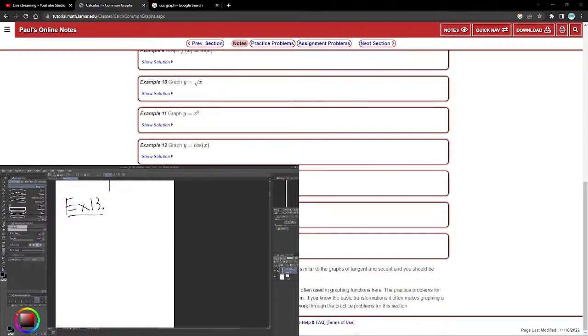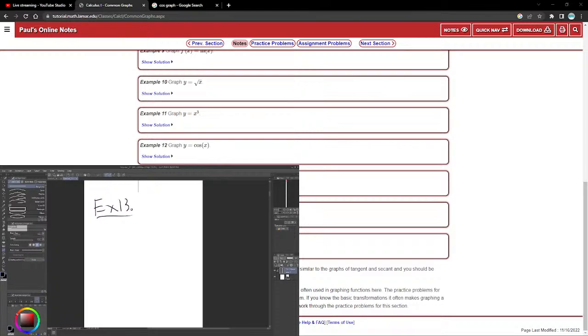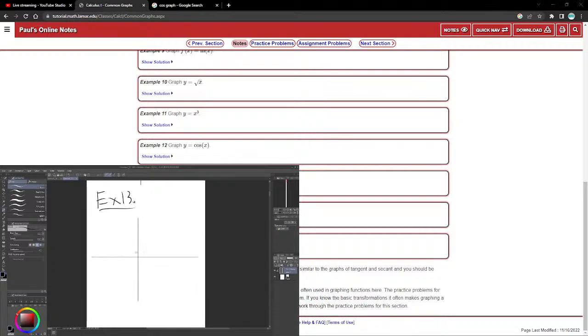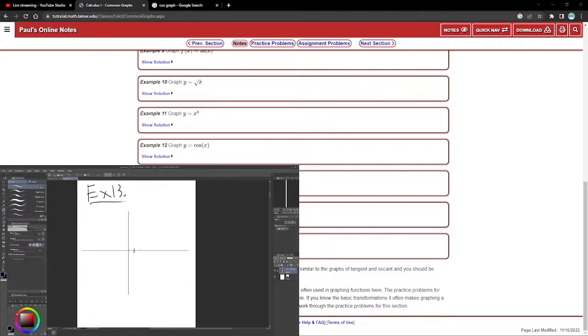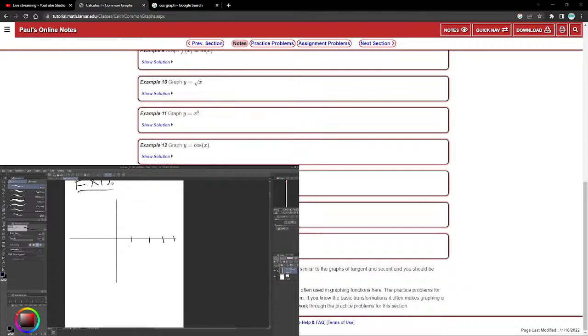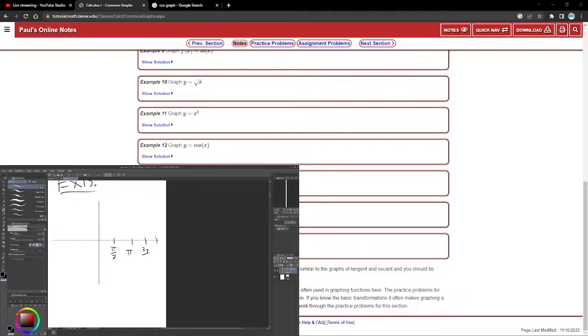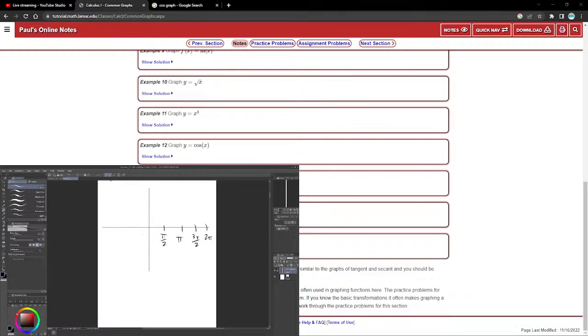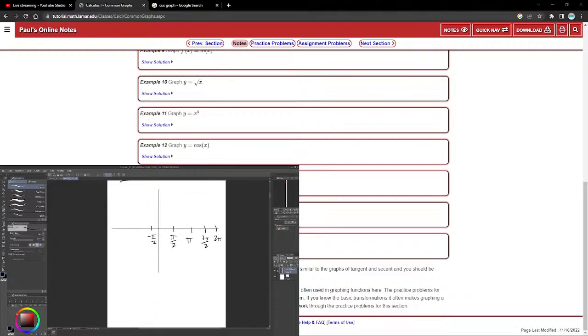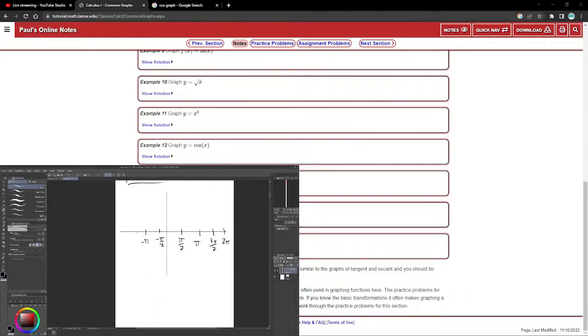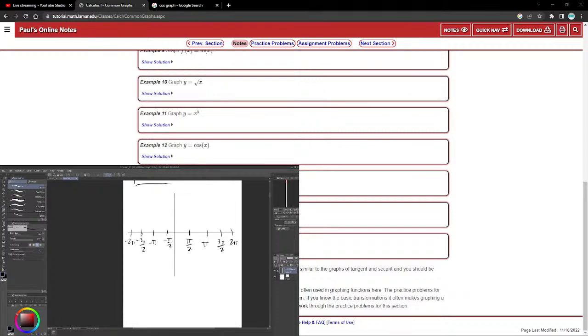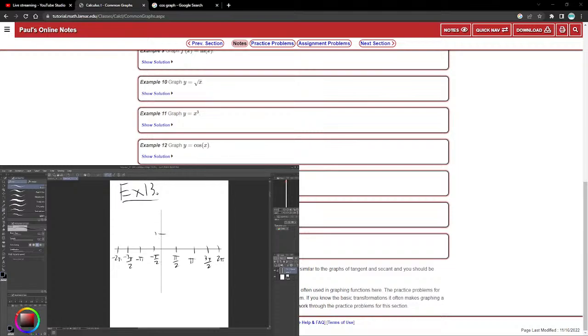So for 13 we got one, two, three, 4. Pi over 2, pi, 3 pi over 2, 2 pi, negative pi over 2, negative pi, negative 3 pi over 2, negative 2 pi, 1, and negative 1.